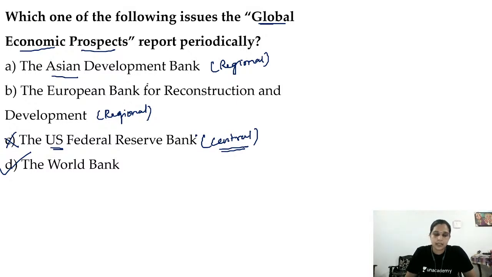Asian Development Bank, regional. European Bank for Reconstruction and Development, about Europe. They might talk about some finance or trade kind of concept, but the Global Economic Prospects report periodically should be delivered by the World Bank. Especially the US Federal Reserve Bank cannot be the answer. It's a central bank of that particular country. It concentrates on that country only. They don't release any data related to global concepts.